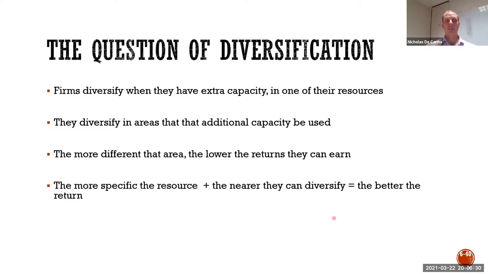And so that summarized, the more specific the resource and the nearer or the more similar the diversification, the better the return. But just remember that any diversification is challenging. So this goes to the heart of the idea of what is a resource, and it's not cash in terms of the accounting sense. Although a big balance sheet can be an asset or it can be a resource, that is the least specific, and so it tends to offer the lowest returns.